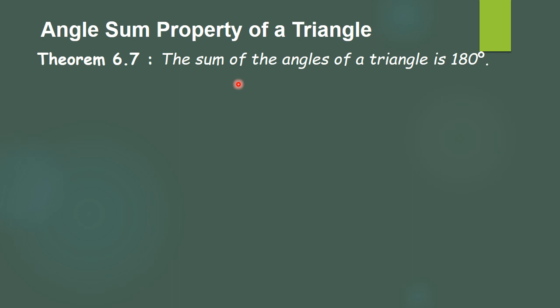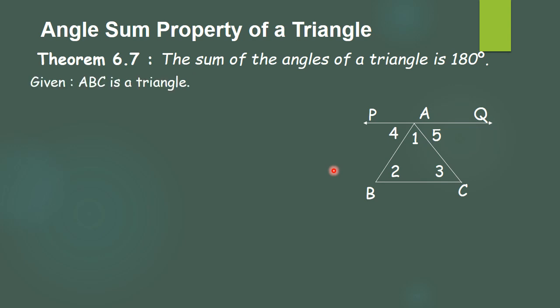So to prove this, first we will draw a triangle ABC. Correct? And we will give the names here 1, 2, 3. Here I have written 4 and 5. For that I have drawn this. It will become easy to write. What is given? ABC is a triangle, and we have to prove that angle A plus angle B plus angle C is equal to 180 degrees.